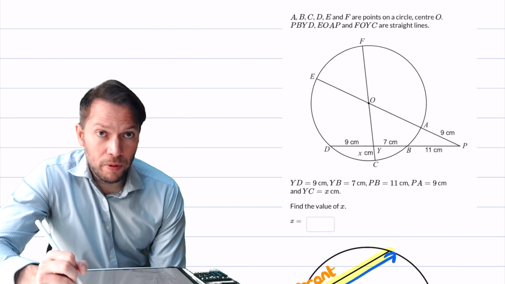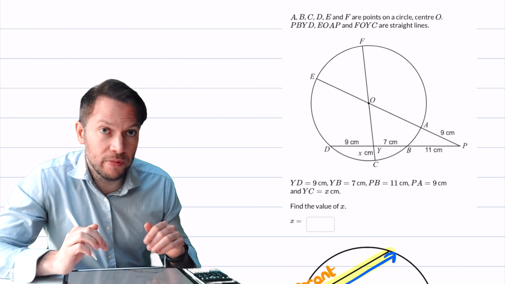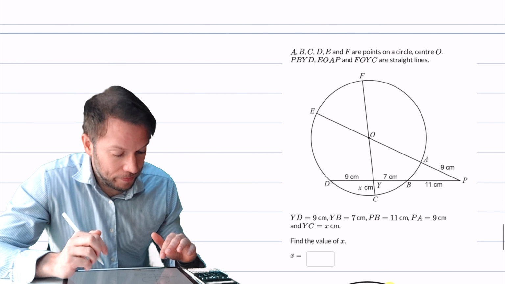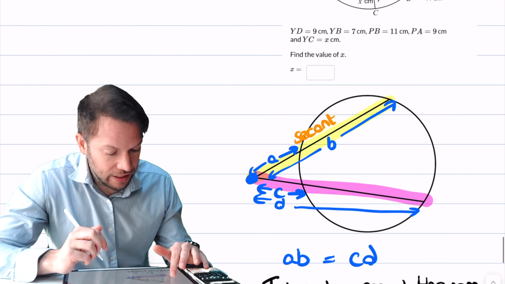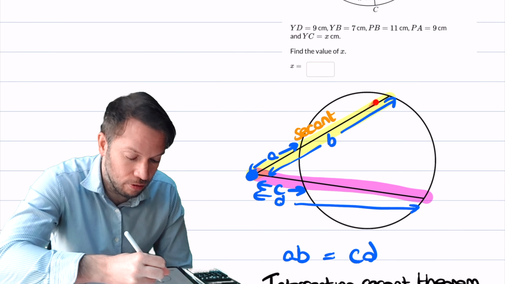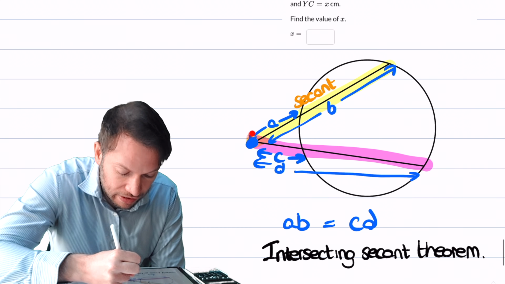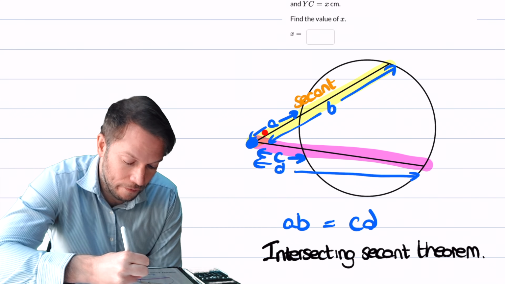Now in this final problem on the intersecting chord and secant theorem, we're going to combine both theorems together in this quite difficult problem. Now let's just remind ourselves of the intersecting secant theorem. A secant is a line which cuts the circle, like this.